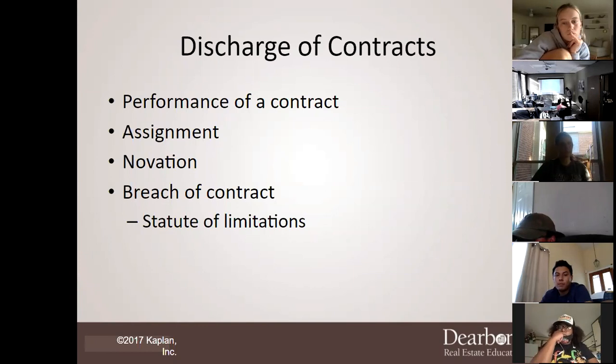And then novation. What exactly is assignment? It's where you can assign the interest you have in a property to somebody else.